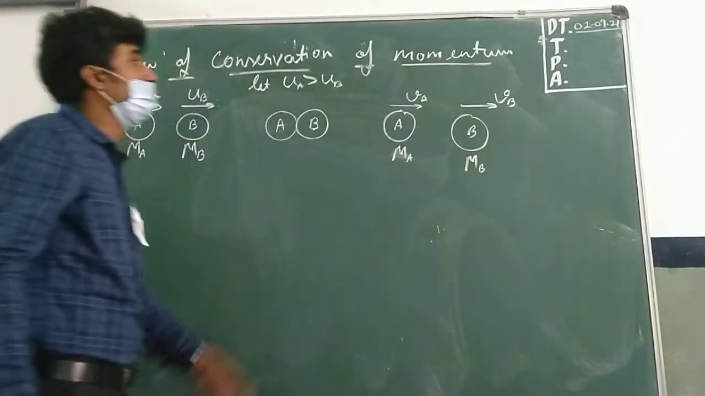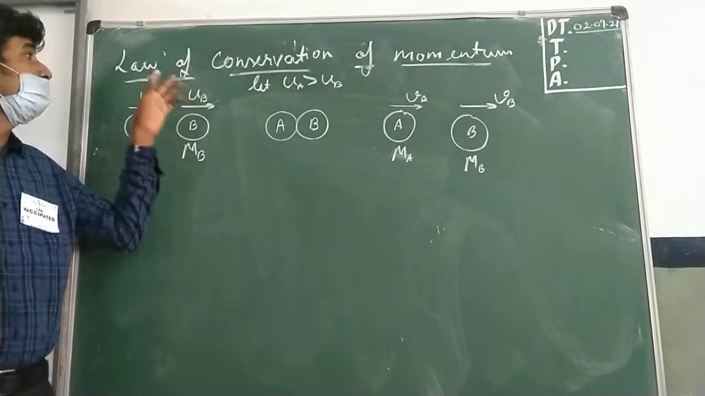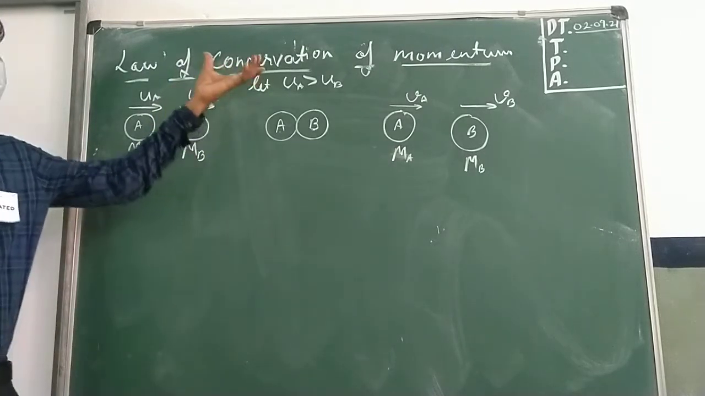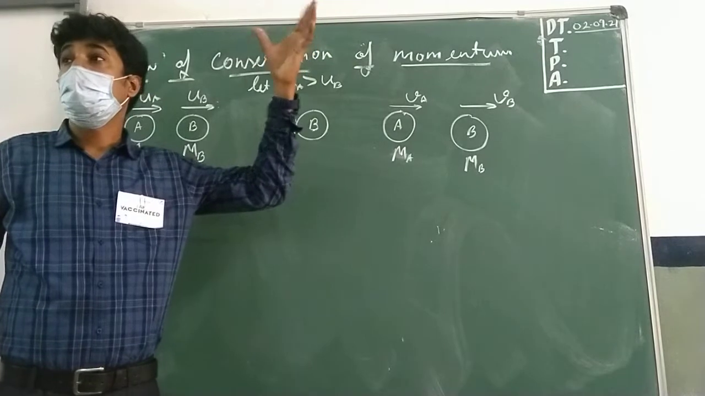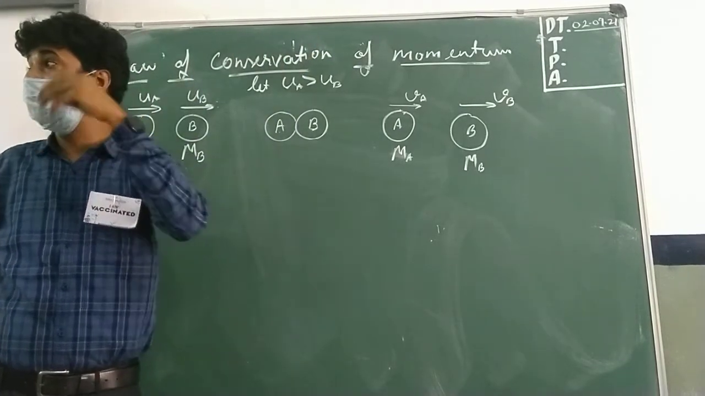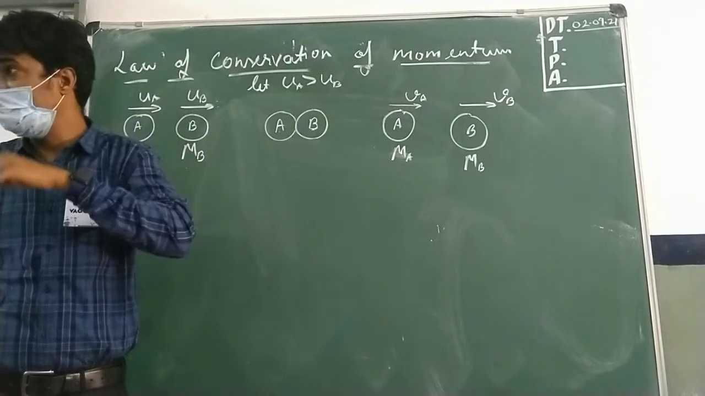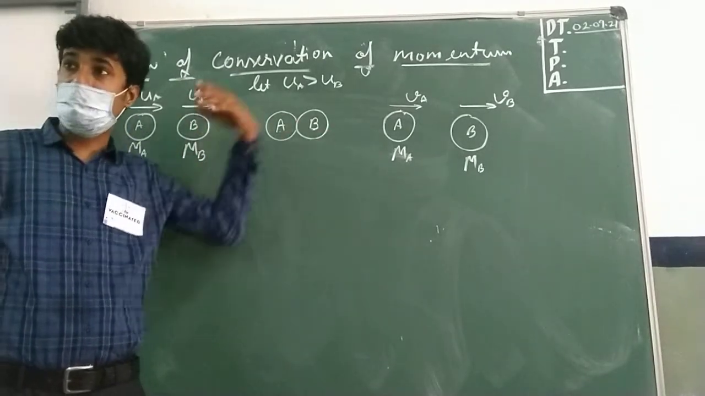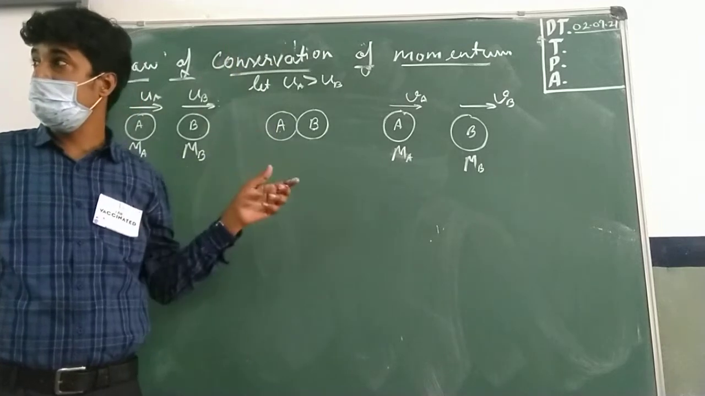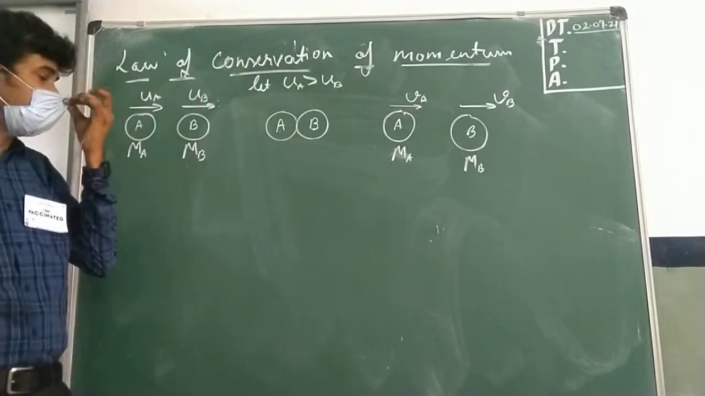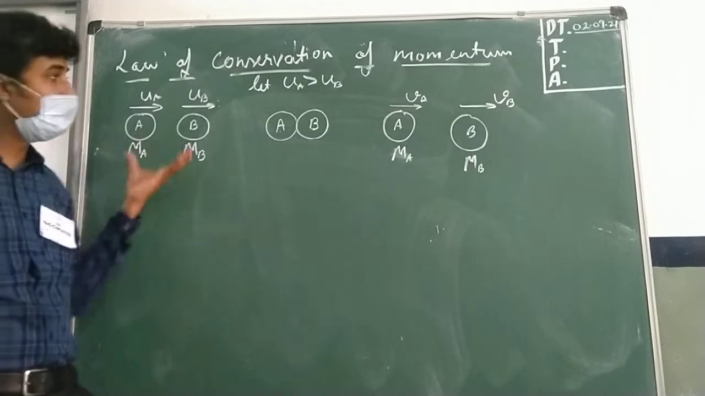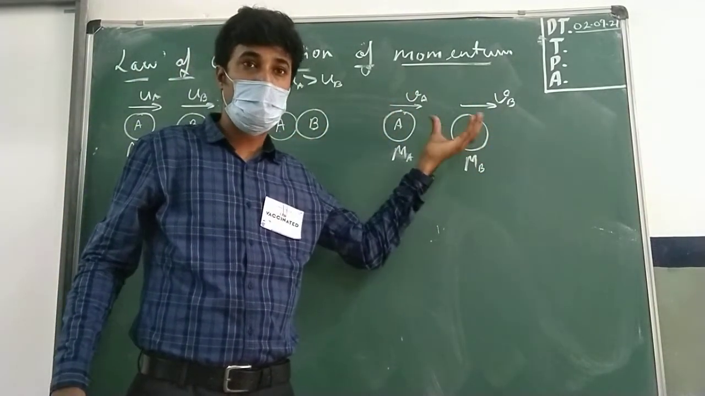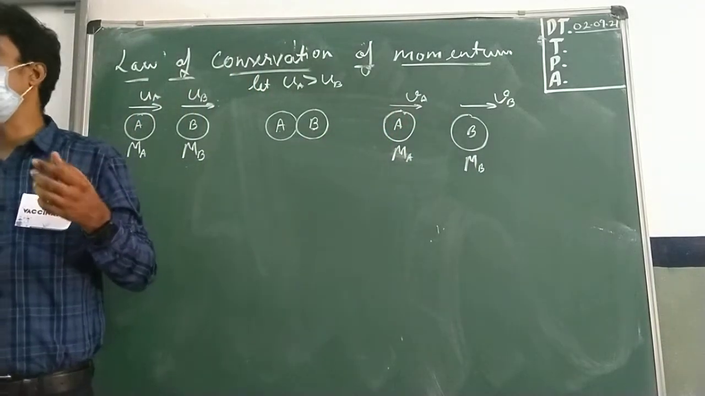Now just see the heading: law of conservation of momentum. Conservation means conserve, it means it is not wasted, it is not decreasing. In the last case, the money was conserved before and after. In this case also, before the collision you are going to calculate the momentum of the system, and after the collision you are going to calculate the momentum. In both, the sum will be the same, equal.